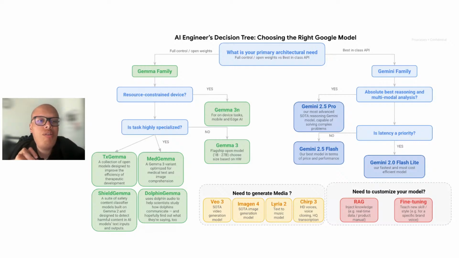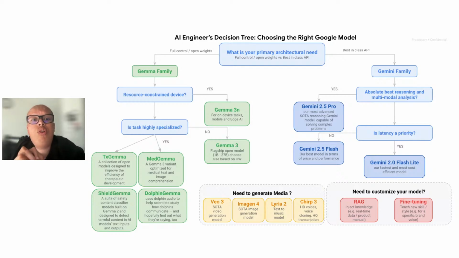And by the way, believe it or not, we even have a Gemma variation designed to understand dolphins, how they communicate, and hopefully what they are trying to say. So if your startup is about communicating with dolphins, we have a variation for that as well. This is the left path of our tree.